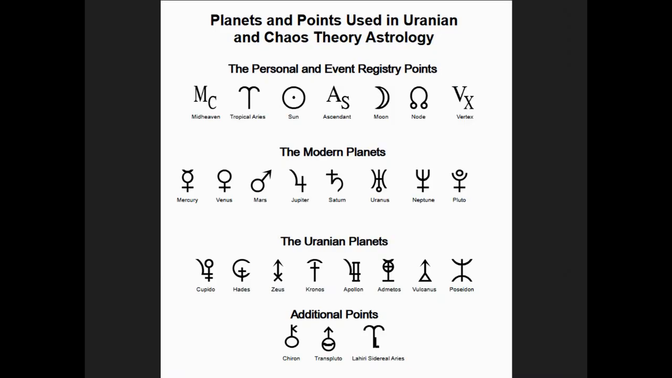The planets and points used in Uranian and chaos theory astrology are the personal event points, as I've stated, and the modern planets, which we're familiar with. Uranian planets are 8 planets that have been discovered through using charts as an inferential observational tool by Alfred Witte and Friedrich Sieggrün of the Uranian School, the Hamburg School of Astrology, in the 1920s in Germany. They were brilliant men.